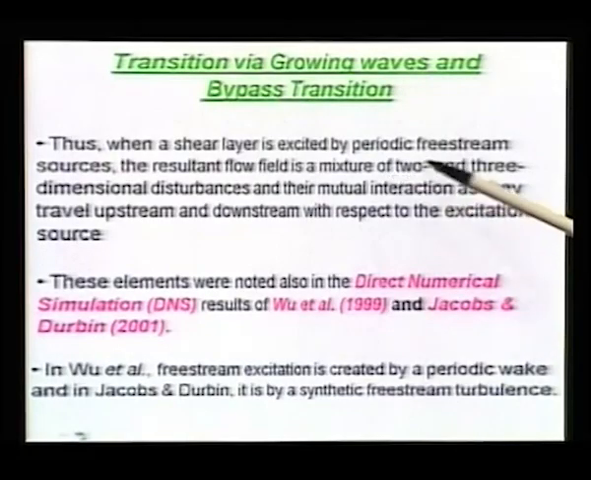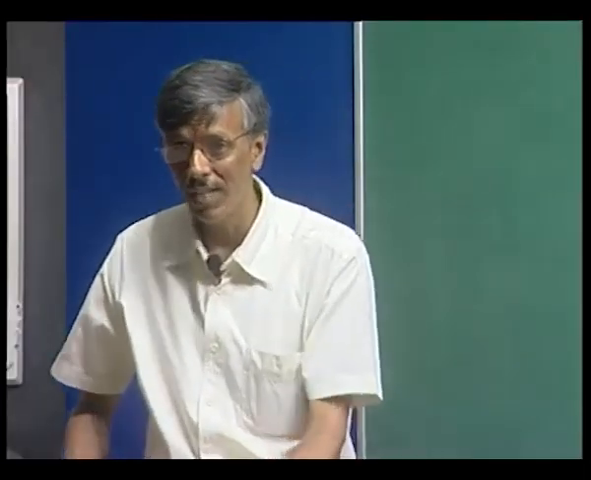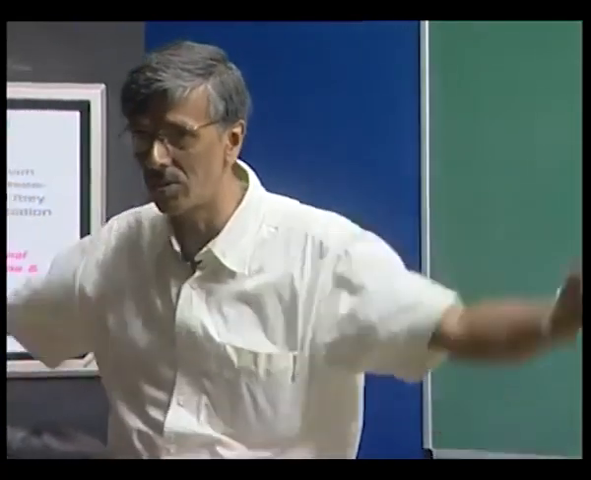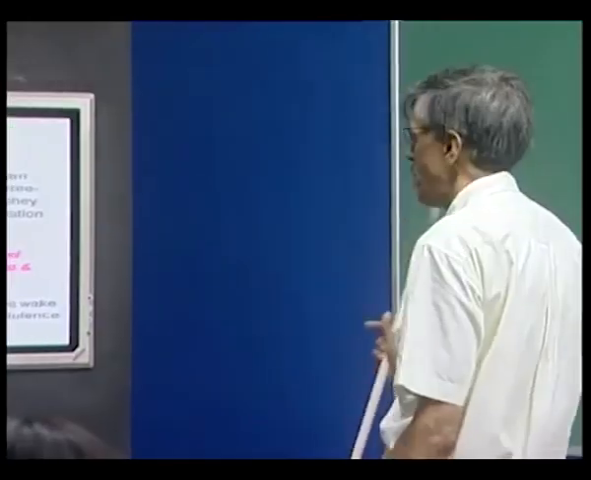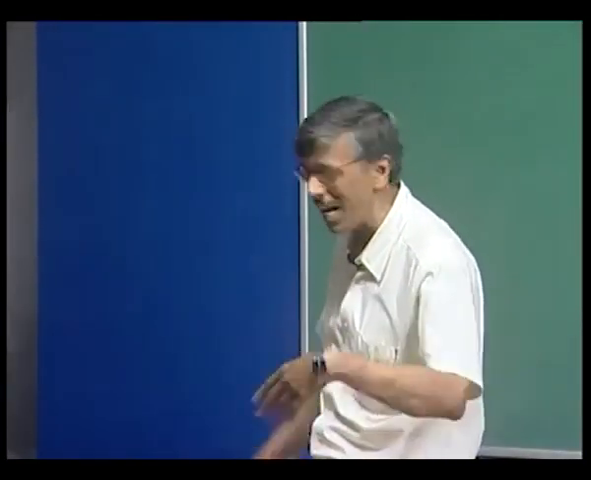It's going to be a mixture, a potpourri of all kinds of things, some two-dimensional, some three-dimensional. And what about the three-dimensional disturbances? We saw that that could be due to the very low frequency excitation, and those wavelengths could be thousands and thousands of delta star. So that may span the whole experimental facility and many times over.